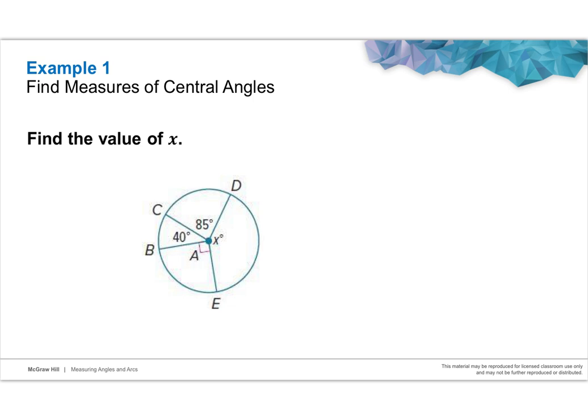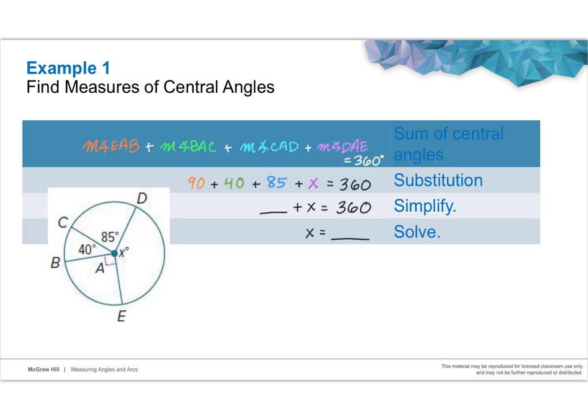So in example 1, we're being asked to find the value of x, which looks to be the measure of central angle DAE. So if we take this diagram and we remember that the sum of all the central angles around the center of a circle is going to be 360 degrees, you can see that we've listed out all of the angles that make up that rotation. So first of all, EAB, BAC, CAD, and then what we need to find, DAE. If we add all four of those angles together, we get 360 degrees.